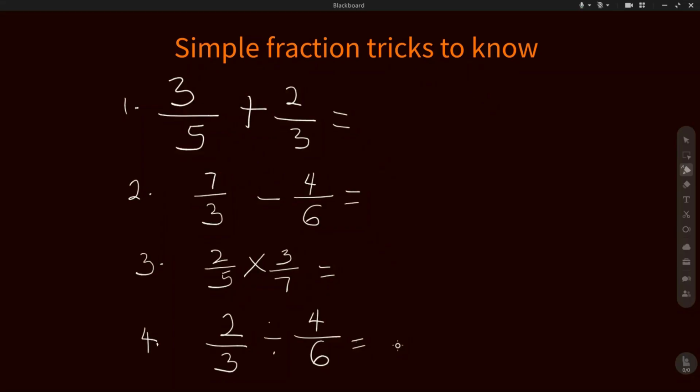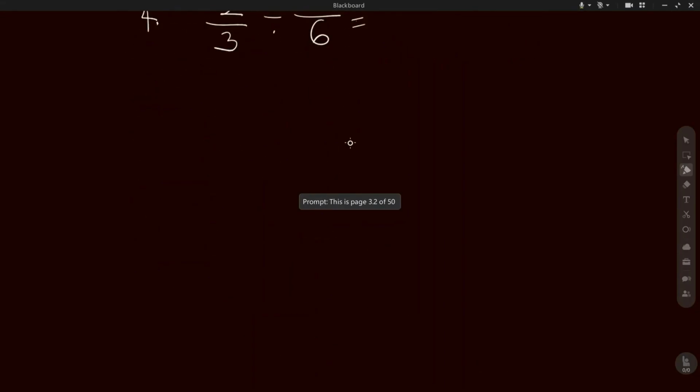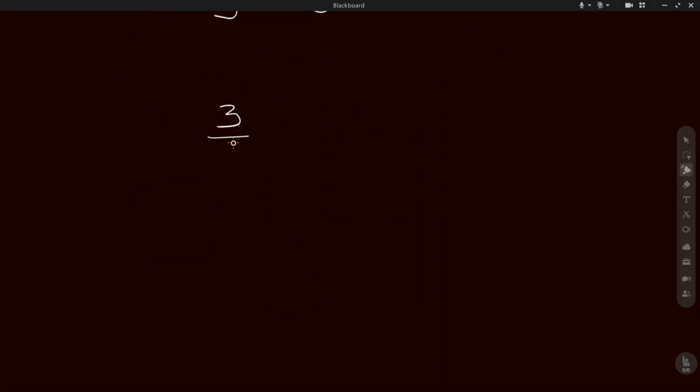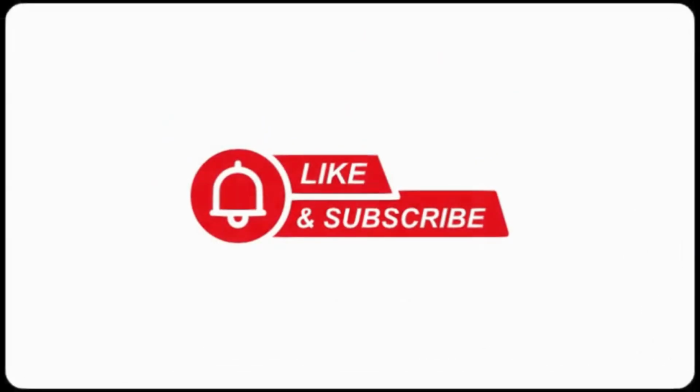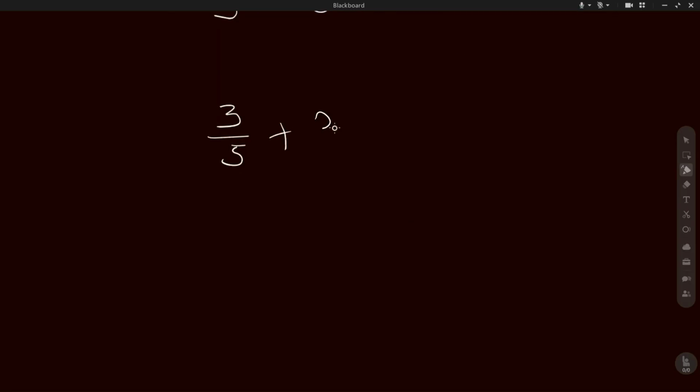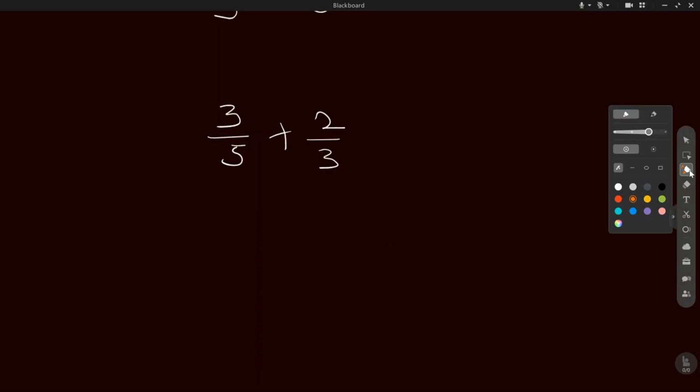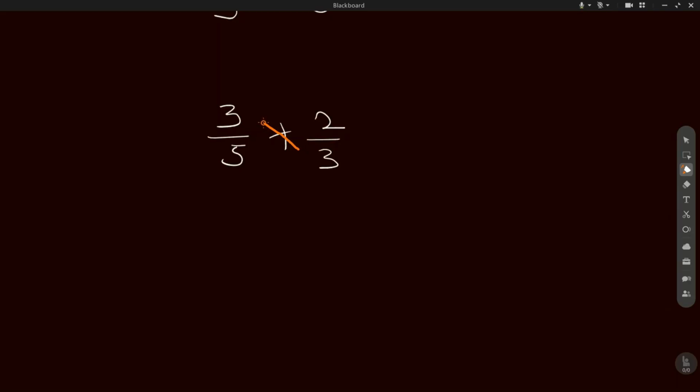Now let's add 3 over 5 plus 2 over 3. We have 3 over 5 plus 2 over 3. This is the simple pattern that you will use for this. You multiply like this, like we are cross multiplying. You multiply this way. 3 times 3 will give 9. That will be for the numerator.